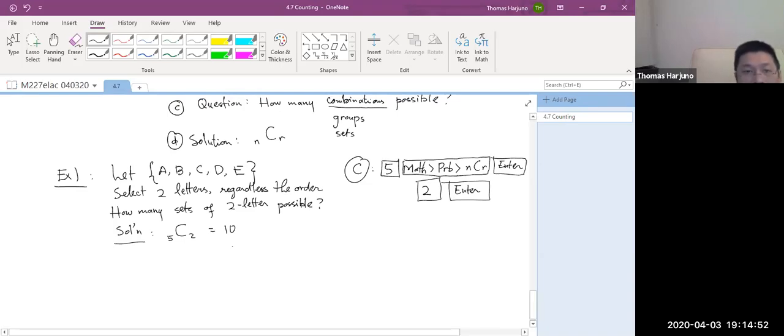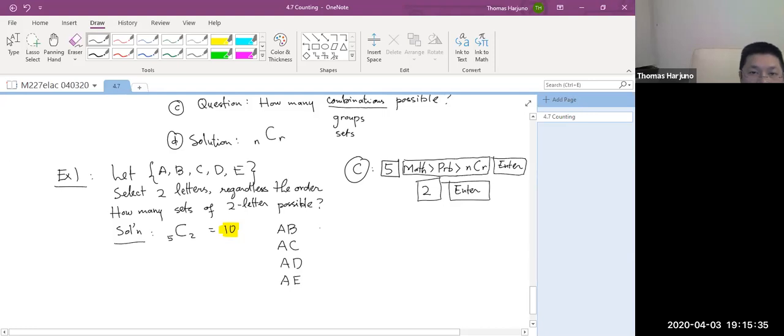But here's the thing, what are these 10? When we say there are 10 sets of 2 letters possible, what are these 10 though? It implies there are 10 sets of the 2 letters possible. And those are, let's list them, AB, AC, AD, AE. So far so good? These are 4 sets of 2 letters possible. But we have more though.